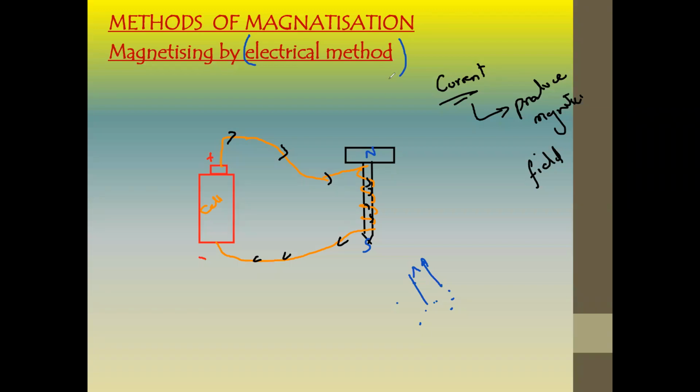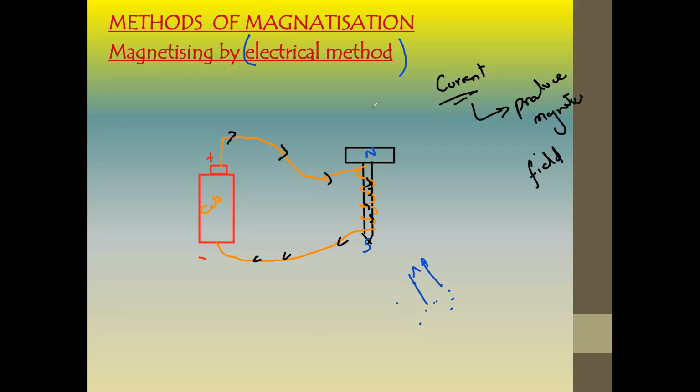Is it clear how we magnetize a material by the electrical method? Just wrap the wire around the object and pass the current. When there is a current, there is a magnetic field. And as a result of this magnetic field, the material will behave like a magnet. So you can perform this simple experiment at home as well.